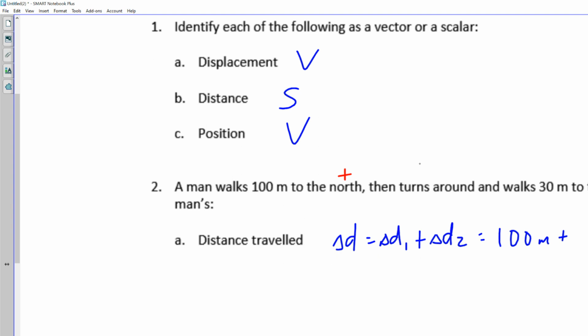Good. Now, both of those questions were fairly straightforward in that we only had 2 displacements given to us, right? We had 100 meters, and then we had 30 meters given to us. We could absolutely draw a map for that question, but I don't know that it's necessary to draw a map when you only have 2 displacements given to you.